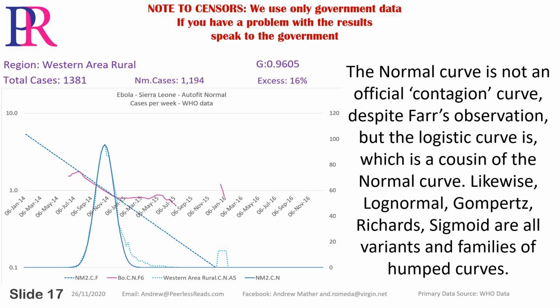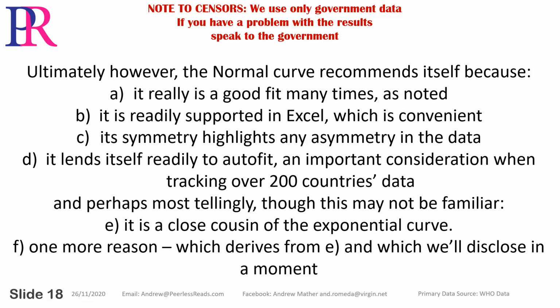The normal curve is not an official contagion curve, despite Farr's observation, but the logistic curve is, which is a cousin of the normal curve. Likewise log normal, Gompertz, Richards, sigmoid are all variants and families of humped curves. Ultimately, however, the normal curve recommends itself because it really is a good fit many times, as noted.